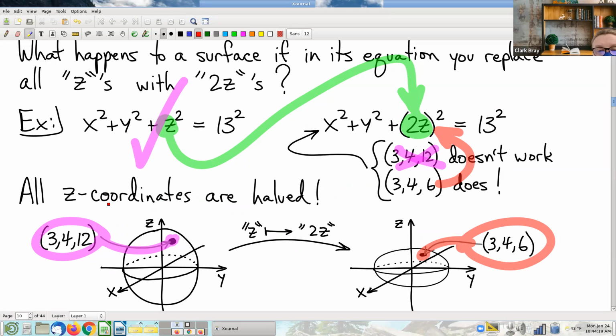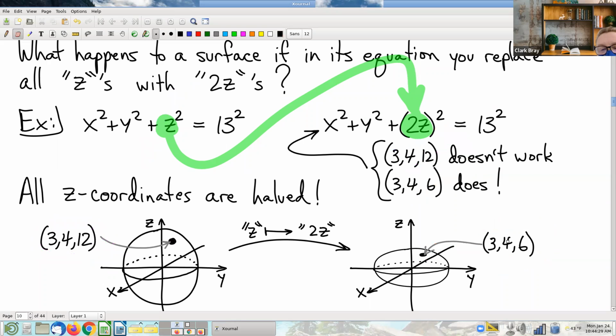And sure enough, that point works. So the big trick here is to observe that if something happens to the algebra, if you replace, like I did here, all the z's with 2z's, all you have to do is kind of undo that with the points. In the algebra, I included an extra factor of 2. So in the solutions, I should take out a factor of 2. And then everything kind of goes through.